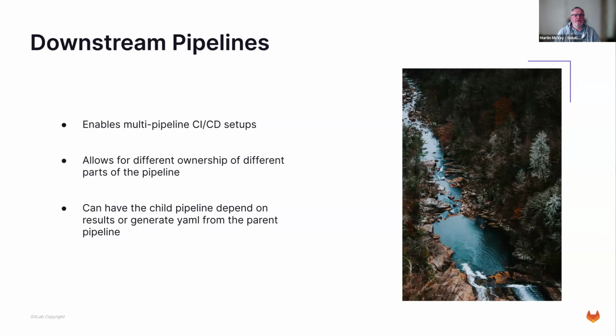So we can have the child pipeline dependent on results, or we can generate YAML from the parent pipeline. And this is more in the realms of what we call dynamic pipelines, where we can really just create a job on the fly and then call that from a downstream pipeline that we have.